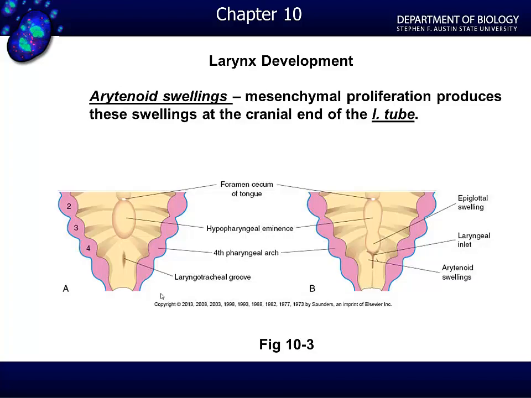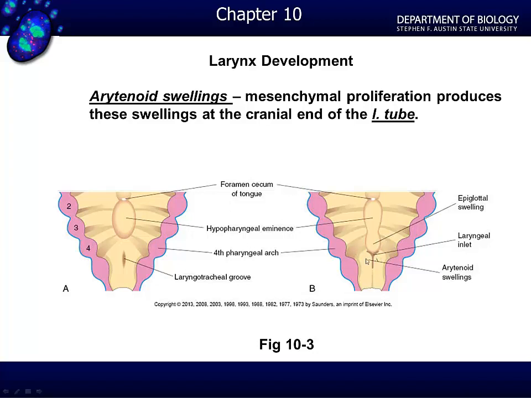Now, we're back to looking at the floor of the pharynx in that cut open view. Here we can see our laryngotracheal tube. Here we can see our hypobranchial eminence. And on the lateral sides of our laryngotracheal tube, we're going to have these areas of high mitotic activity. They're going to enlarge, and the mesenchyme is going to proliferate. And these are going to be the arytenoid swellings. That's what these are called.